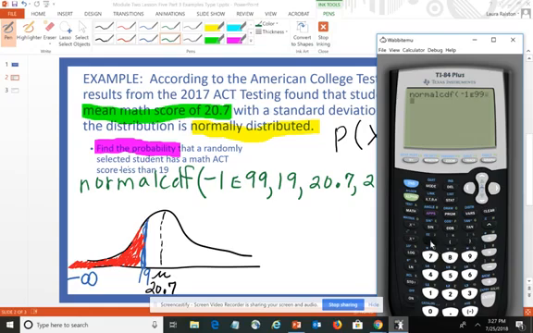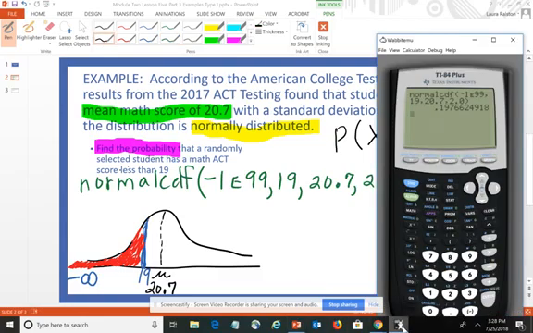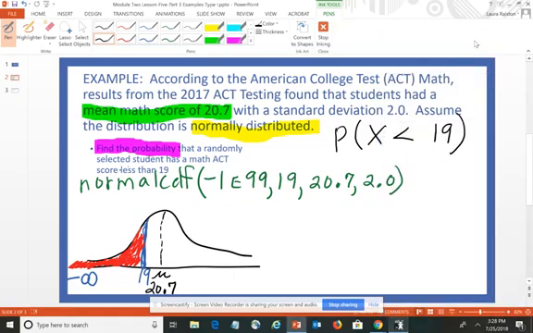99, comma, 19, comma, the mean of 20.7, comma, and then the standard deviation of 2, and we close the parentheses and hit enter. And so we end up with a value of 0.1977 when you round it to 4 decimal places, and that's how we always round it.